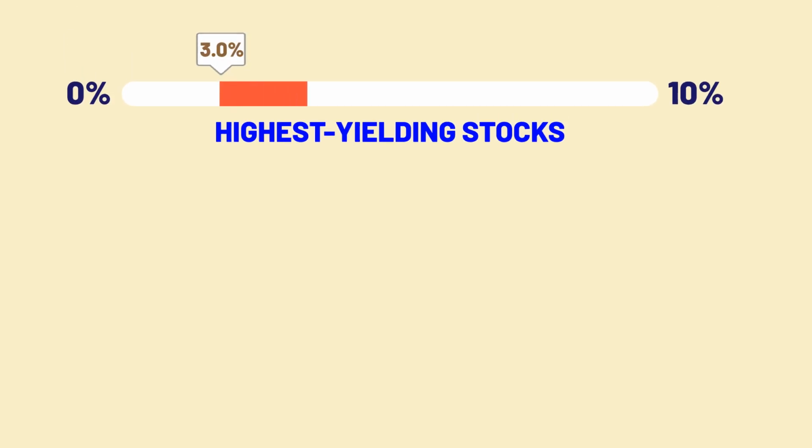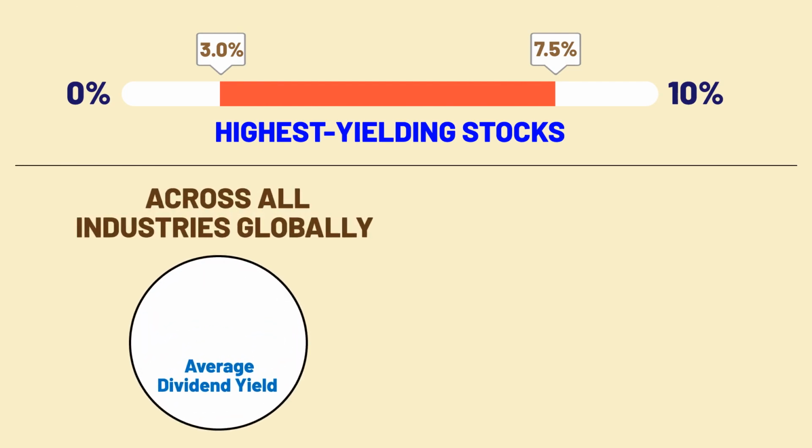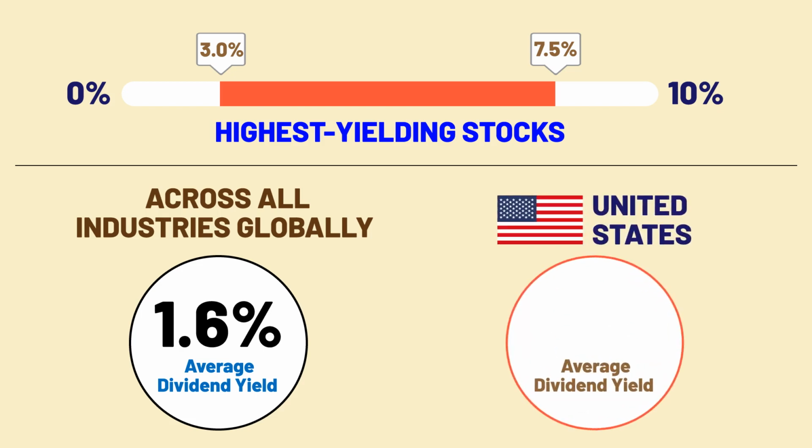Today, the highest-yielding stocks have dividend yields ranging from 3% to 7.5%, depending on the industry. Across all industries globally, the average dividend yield is about 1.6%. Within the United States, the average is a little lower at 1.2%.